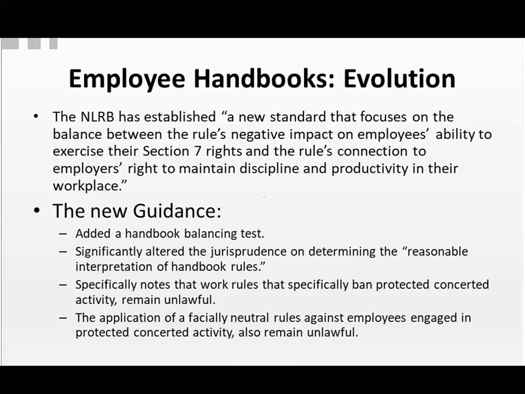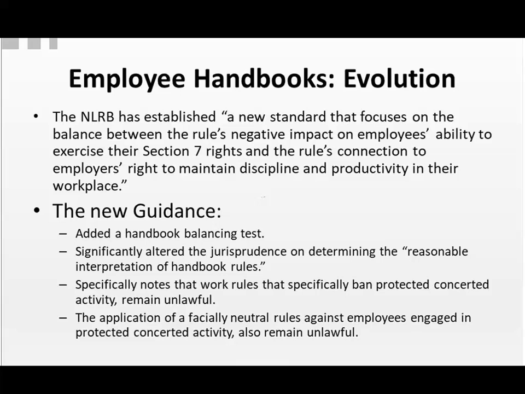The previous instructions are directives from the National Labor Relations Board, which are much more heavily worded towards employees. This is perhaps more neutral from that perspective. It specifically notes that work rules that specifically ban protected concerted action remain unlawful. So it says, okay, we're lightening up on employers and what they have to do, but where there's specificity in the law, we're going to keep that the way it is. And so those activities will remain unlawful. And the application of facially neutral rules against employees engaged in protected concerted action will also remain unlawful.